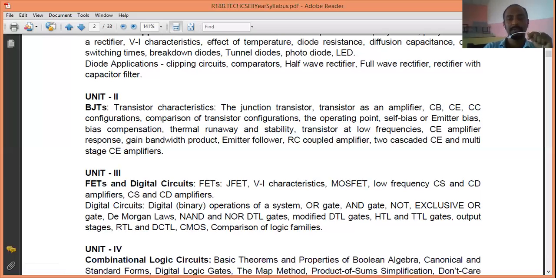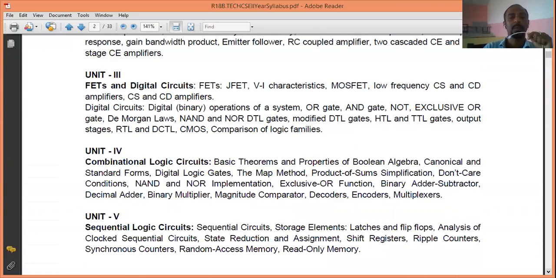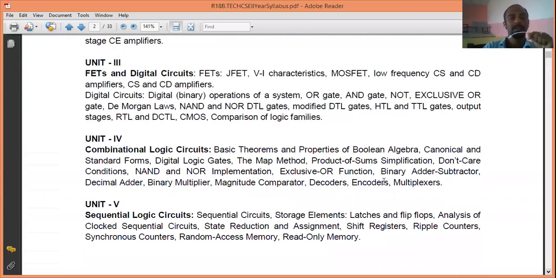Most of the students find digital electronics a lot easier and easy to grasp, and they concentrate more on that. But if you want to know what exactly digital electronics is all about, you have to know analog electronics. Otherwise the knowledge is incomplete without knowing what those analog electronics are.